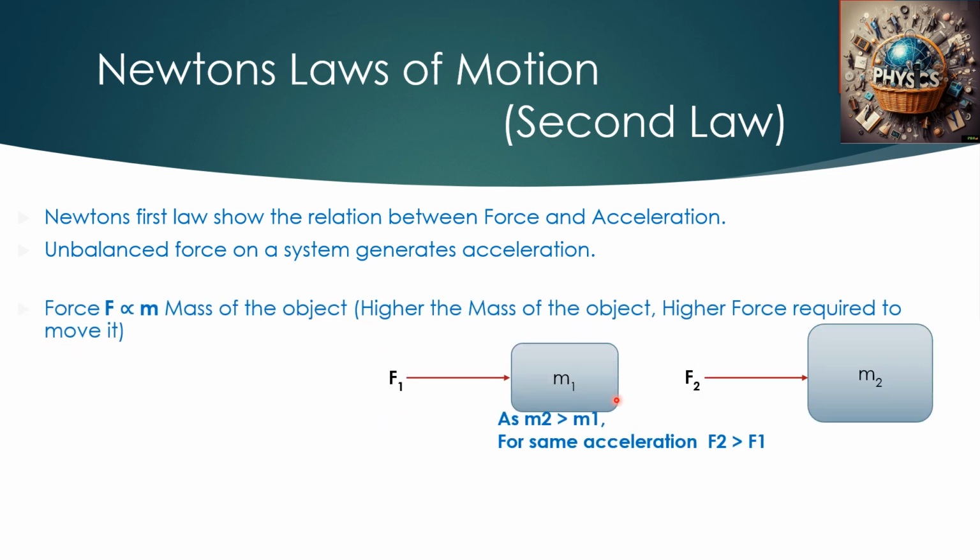Let's understand it further. If there are two masses m1 and m2 being applied by forces F1 and F2, wherein mass m2 is greater than m1, then the amount of force that is required to generate the acceleration on m2 will be more than the amount of force required to generate the acceleration on mass m1, which means that F2 is greater than F1. This simply means that the larger the mass, the larger is the amount of force required to generate the acceleration on the body. So force is directly proportional to mass.